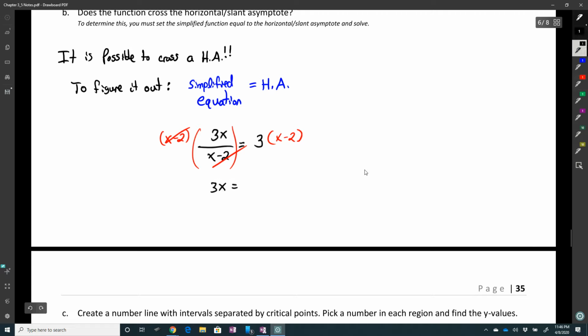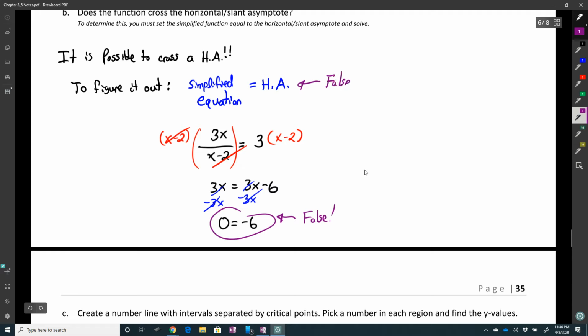So we get 3x equals 3x minus 6. And notice that we get no solution. You subtract 3x from both sides, and you have 0 equals negative 6. So what this means is that this is false, which means that this guy is false from our equation. So no, it doesn't cross. So when we're actually creating our sketch, we know that it's never going to cross the horizontal asymptote.